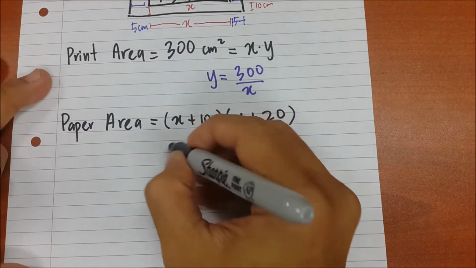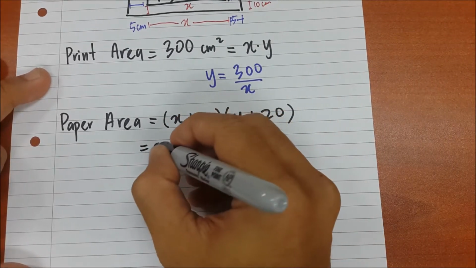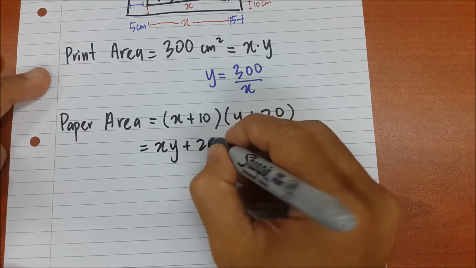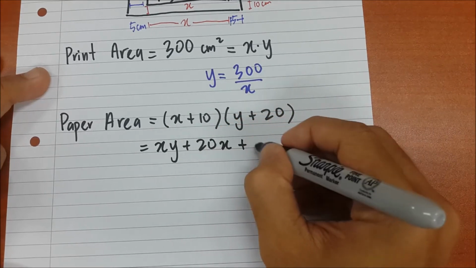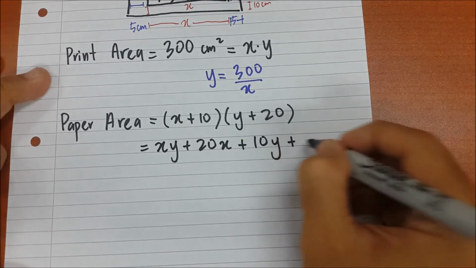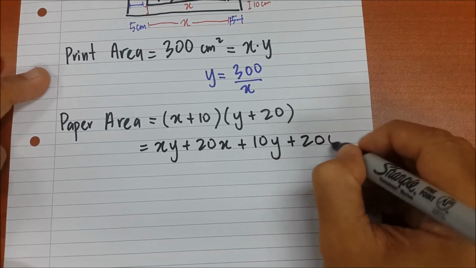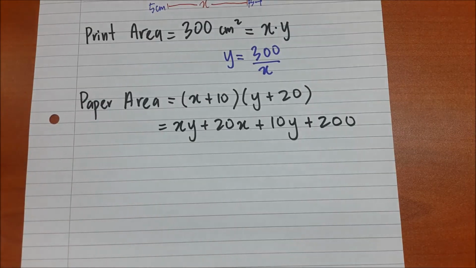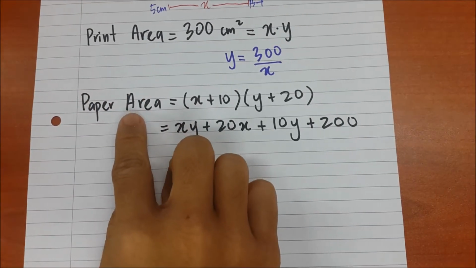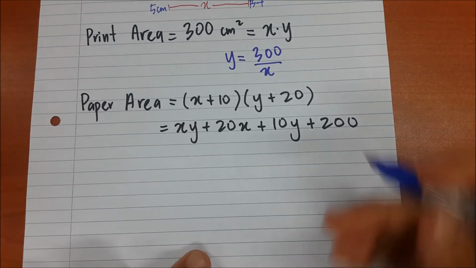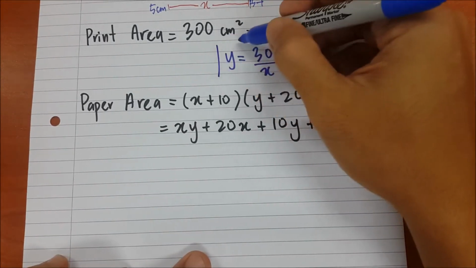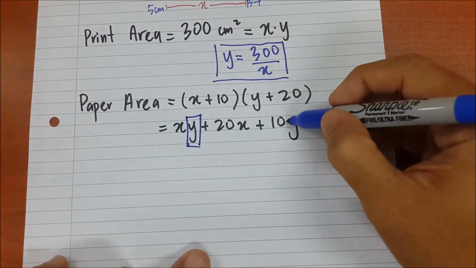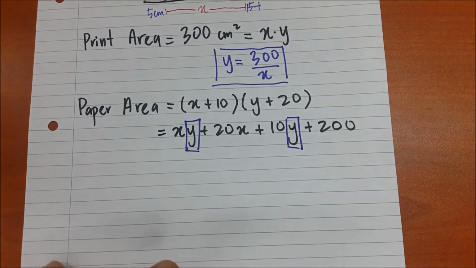Expanding this, we get XY plus 20X plus 10Y plus 200. The next step will be substituting Y in order to get our function of this area in one variable. Right, so we are going to substitute this Y inside here and here.